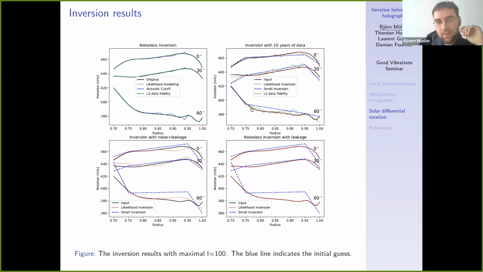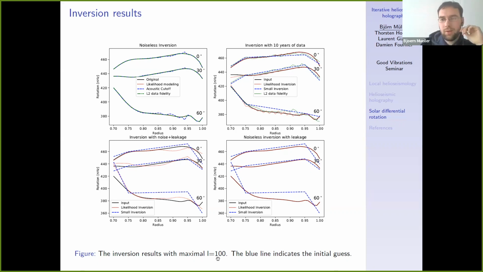And we see that it's likelihood inversion. So if you look here, it's a little bit oscillating, so maybe we have to stop earlier. But with likelihood inversions, we have very good inversion results, whereas with L2 data fidelity, it becomes slightly worse. And if you now also take into account leakage, then just L2 data fidelity terms will not work anymore. And the result becomes worse, but it's still okay.